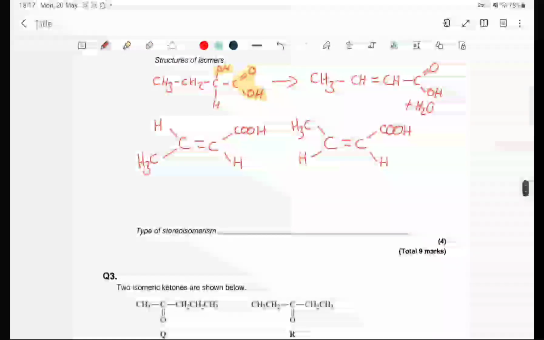So, as we've already said, type of isomerism, geometric.